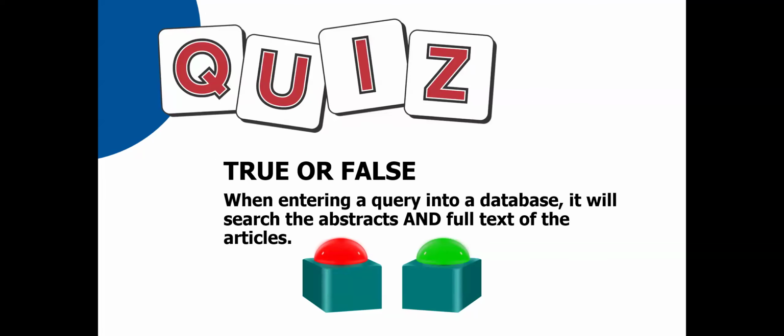True or false? When you enter search terms into a database like PubMed or Scopus, it will search the abstracts and the full text of the articles. Think about it. It's actually false. The reality is, for the most part, databases are only searching the abstracts. That's part of why they're so important.